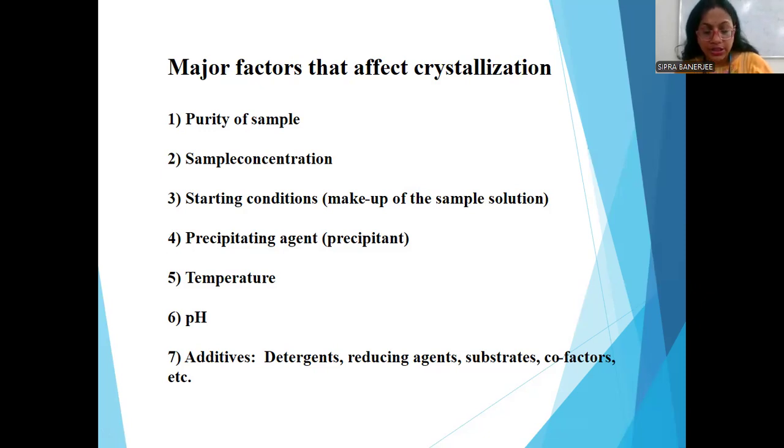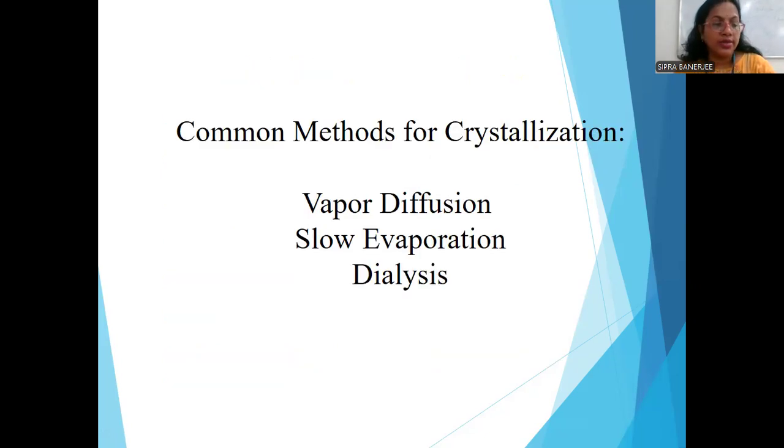Next, coming to the additives: detergent, reducing agent, substrate, and cofactors. If these substances are present in your substance, then solubilization will not be done. Detergent, reducing agent, and substrate should be removed. Then the solution will be supersaturated in a good manner and it will be a good test.